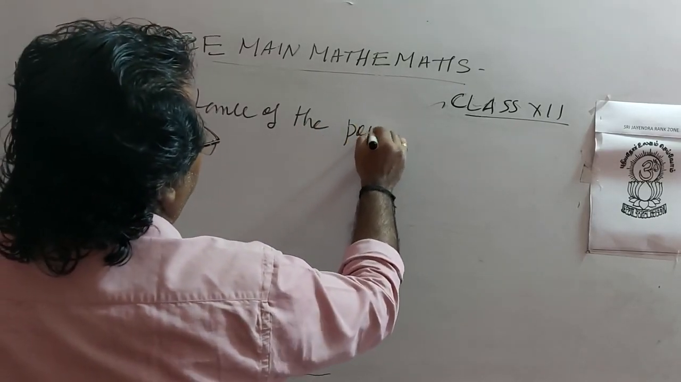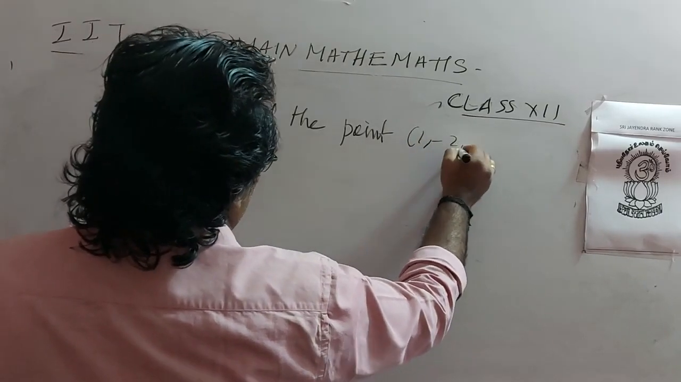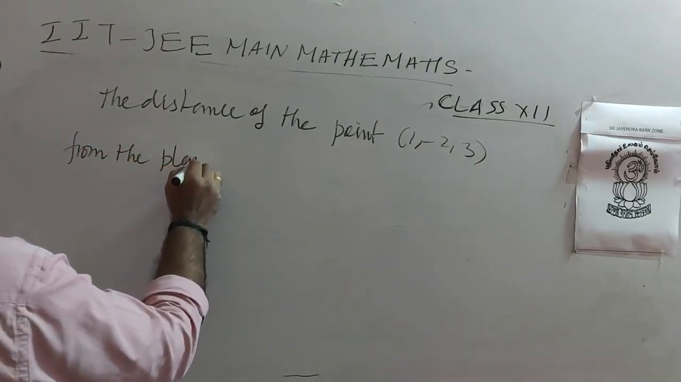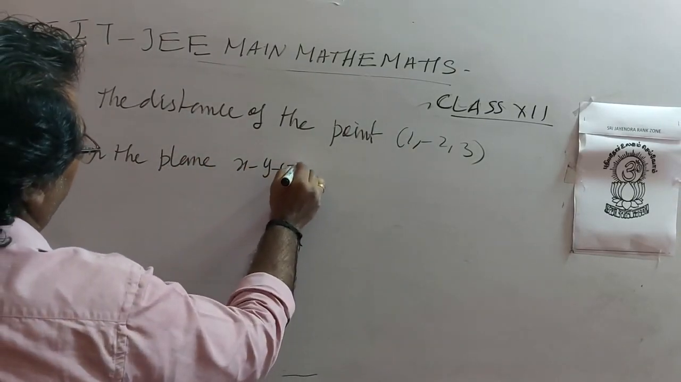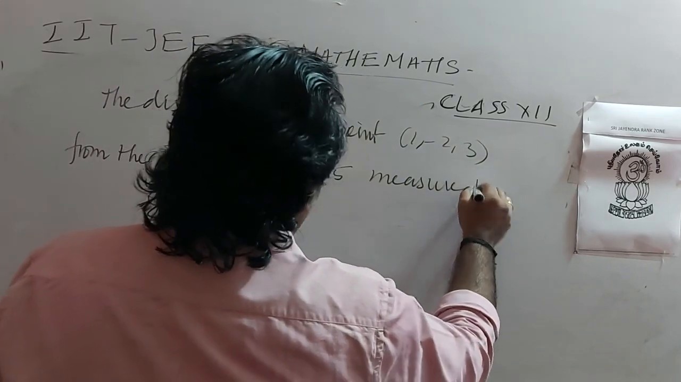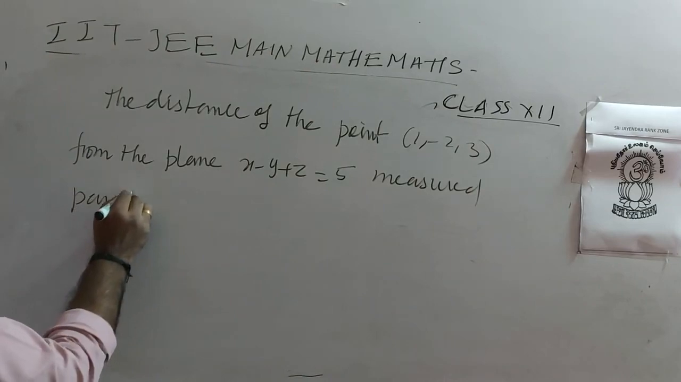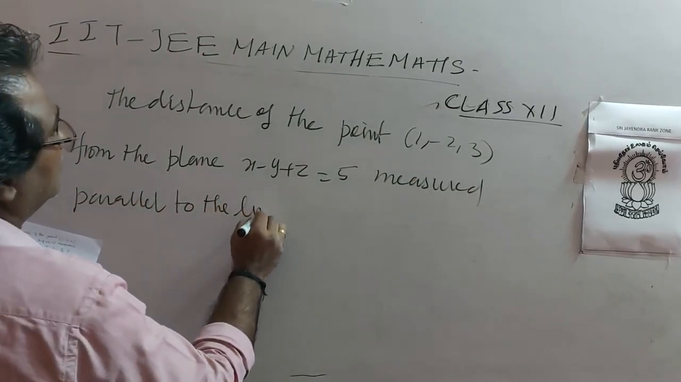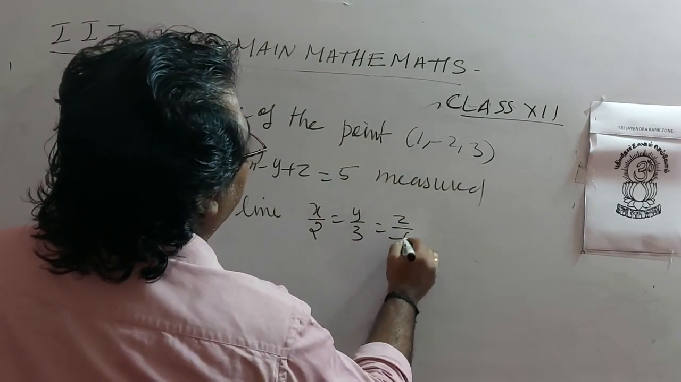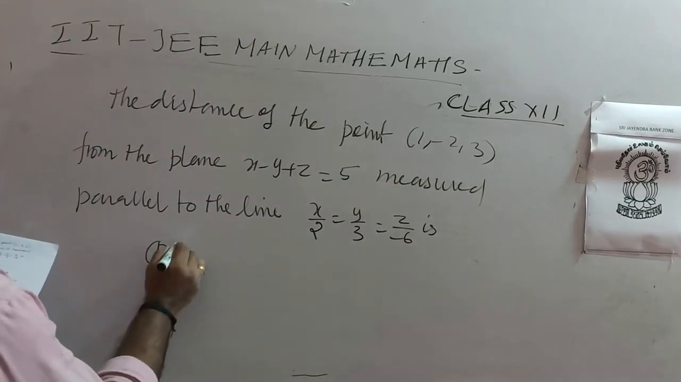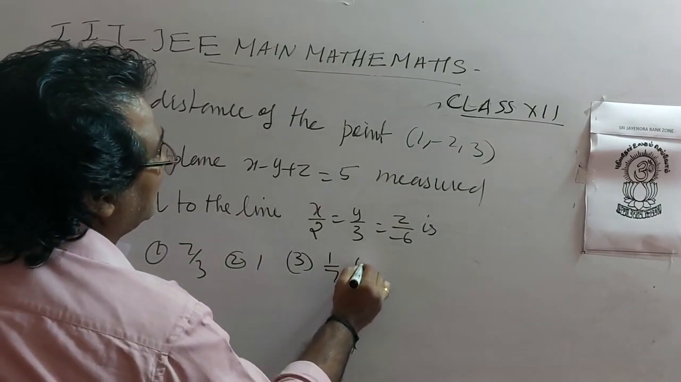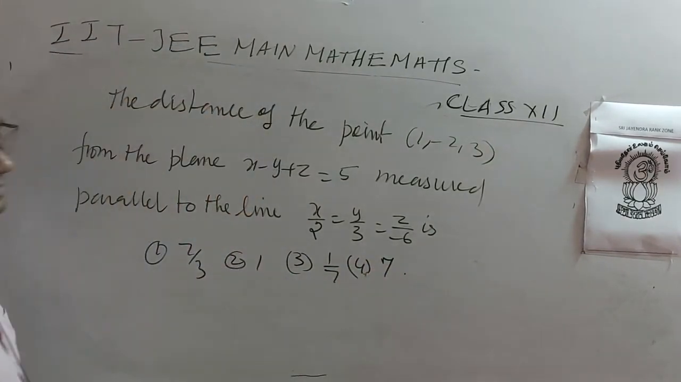The distance of the point (1, minus 2, 3) from the plane x minus y plus z equal to 5, measured parallel to the line x by 2 equal to y by 3 equal to z by minus 6, is: option 1, 7 by 3; option 2, 1; option 3, 1 by 7; option 4, 7.